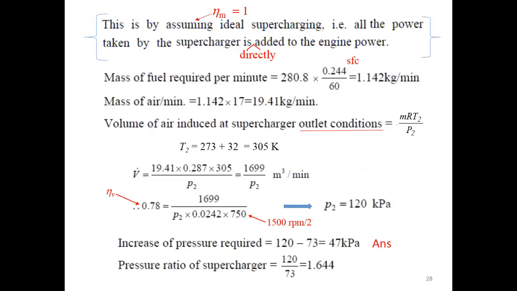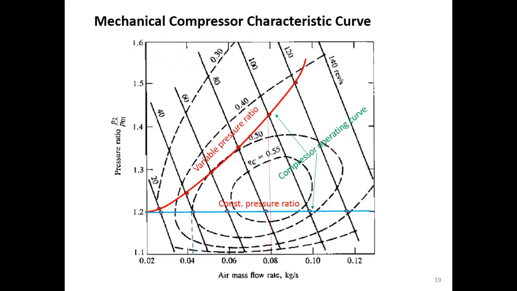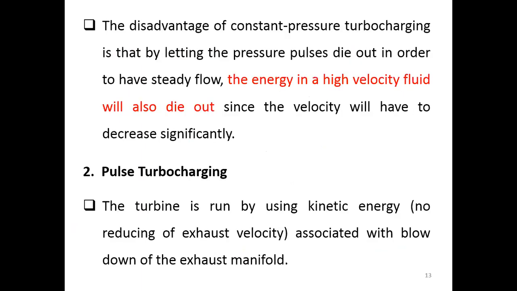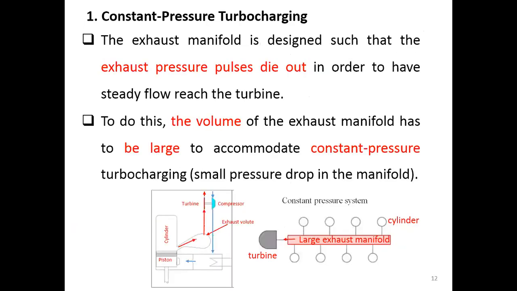Okay, so that is it for our lecture today. By the way, I would like to go back to this one, the pulse turbocharging again, just to make sure that you understand. The first one is very simple because we would like to have a constant pressure. So that's why we make the exhaust manifold as large as possible, in order to kill out the pressure pulse.